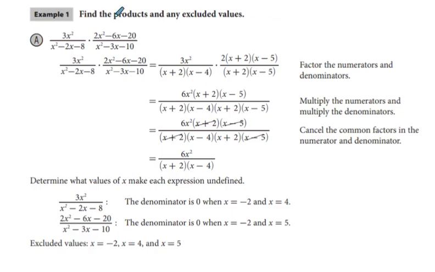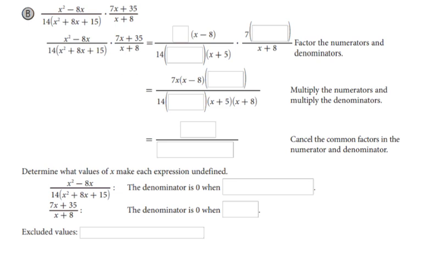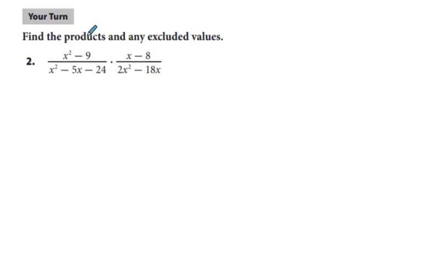It says here, Example 1, find the products and any excluded values. You have the product of two rational expressions, and basically what they're doing is factoring both numerator and denominator and then simplifying all over the place. They also talk about excluded values. I'm going to gloss over this pretty quickly. Here's a second example, with fill-in-the-blank situations. I'm going to go straight over to the Your Turn section, number 2, find the products and any excluded values.